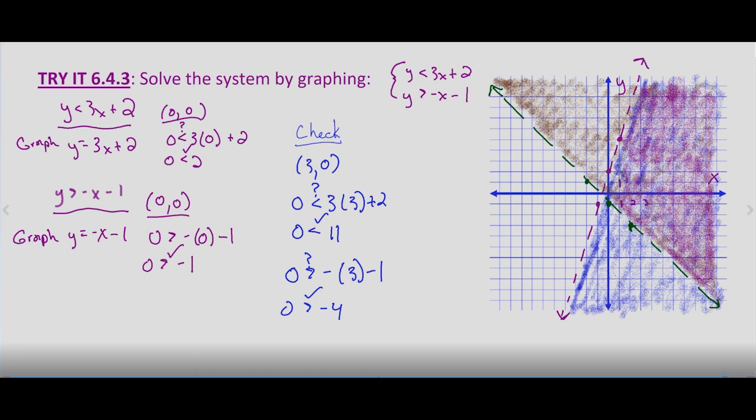And that means that the shaded region, not including the boundary lines, that I've shaded in purple here, is the solution to the system of inequalities y is less than 3x plus 2 and y is greater than negative x minus 1.